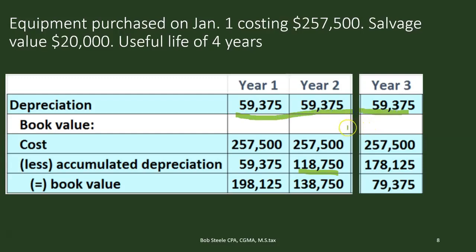So the 59,375 plus the 59,375 plus the 59,375 will give you the 178,125, or prior year's accumulated depreciation 118,750 plus the current year's depreciation expense 59,375 will give you the 178,125. If you subtract these out, then you'll get the book value of 79,375. What you want to be careful of when questions are asked on these types of problems is they can ask you anything. They can ask you any of these numbers here.